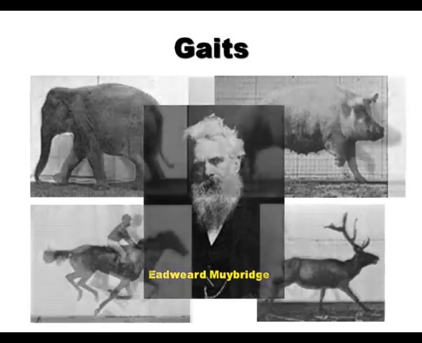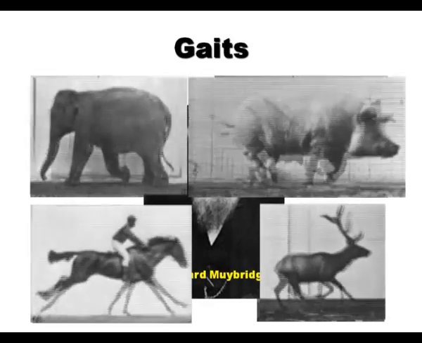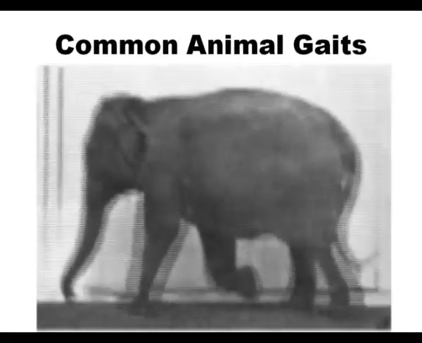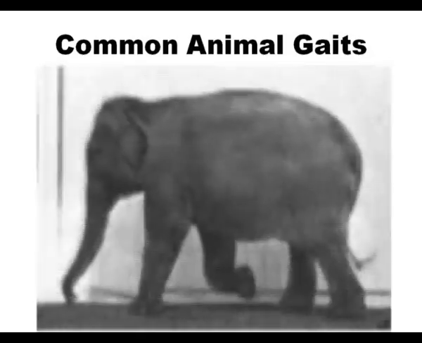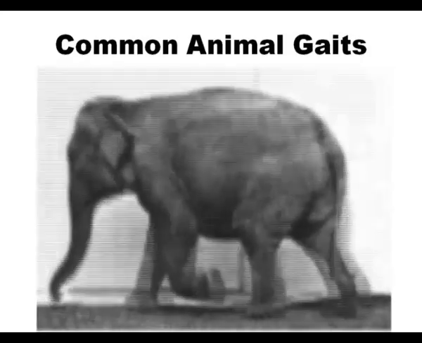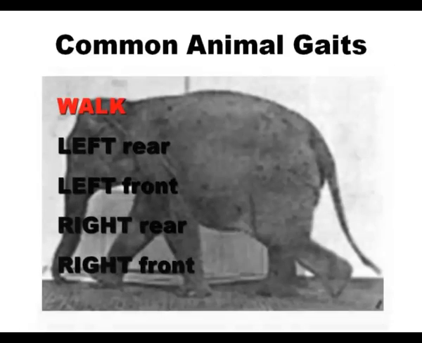And he took photographs of animals moving. Let me run you through one or two of these. So when the elephant walks, and indeed when any other four-legged animal walks, the pattern is this. Look at when the left rear leg hits the ground. It will be followed by the left front, then the right rear, then the right front.